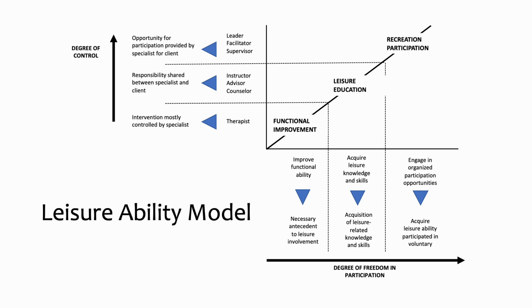So we have some more diagrams. We can say that some key assumptions about the leisure ability model are that leisure contributes to quality of life and wellness. Individuals may experience barriers such as illness, disability, social, and environmental barriers that limit their leisure involvement. So the recreation therapist's role is to reduce those barriers, to build skills, and support independence in leisure.